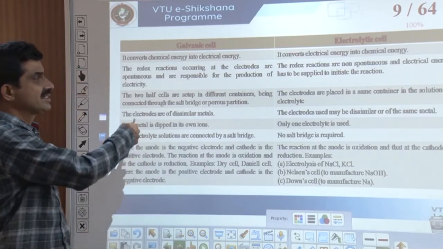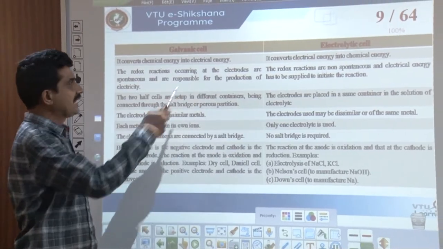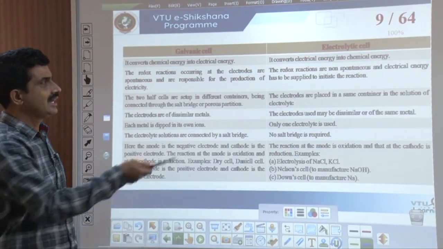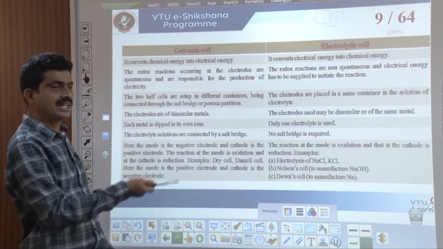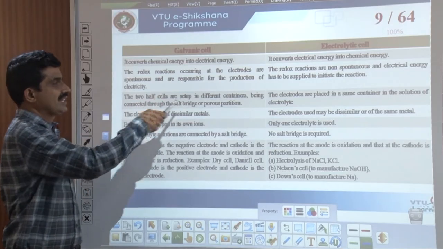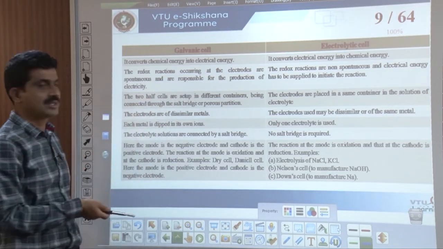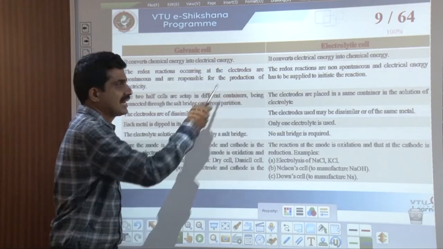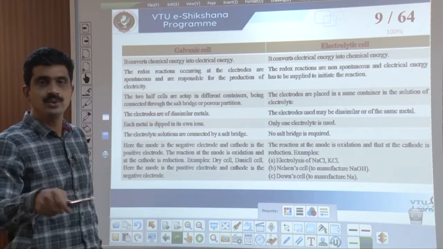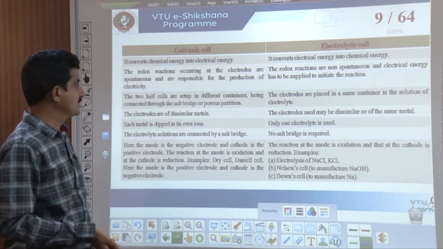So see, this table depicts the differences between a galvanic cell and an electrolytic cell. A galvanic cell is the one which converts chemical energy into electrical energy, and an electrolytic cell is the one which converts electrical energy into chemical energy. Then the redox reactions occurring in a galvanic cell at the electrodes are spontaneous, and these reactions are responsible for the production of electricity. Whereas in an electrolytic cell, the redox reactions are non-spontaneous and electrical energy has to be supplied to initiate the reaction. We need to supply the electricity in order to carry out the chemical reactions.